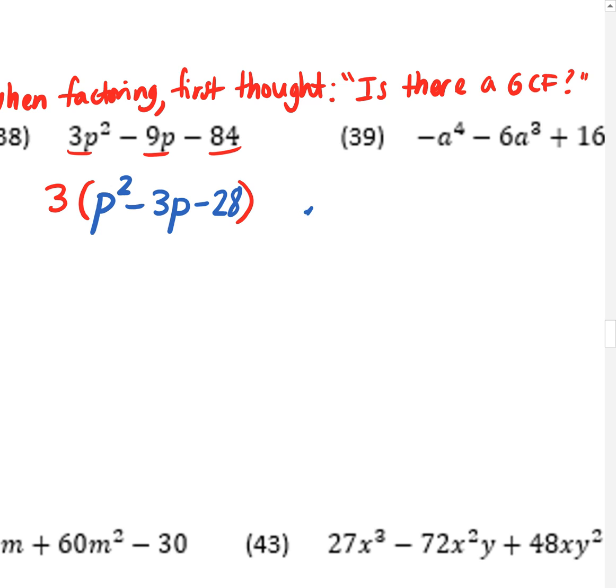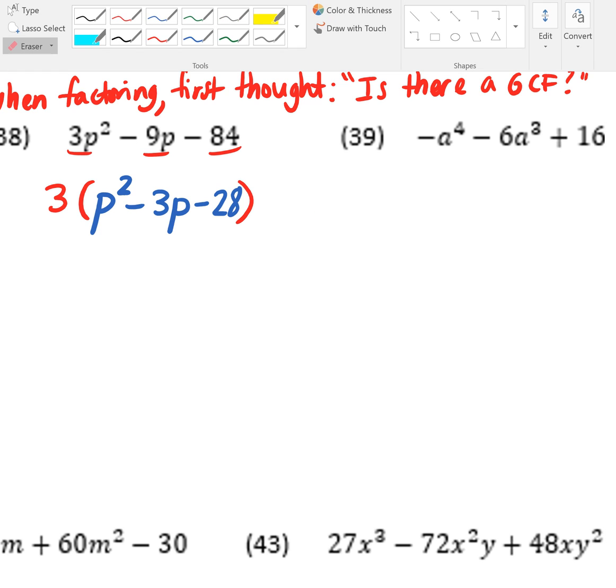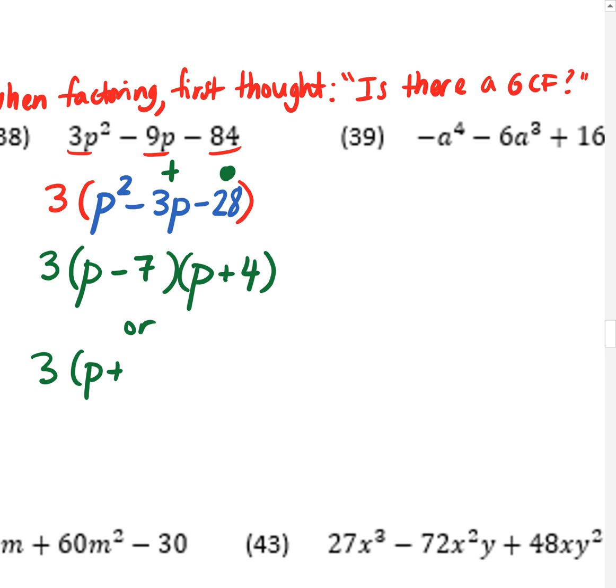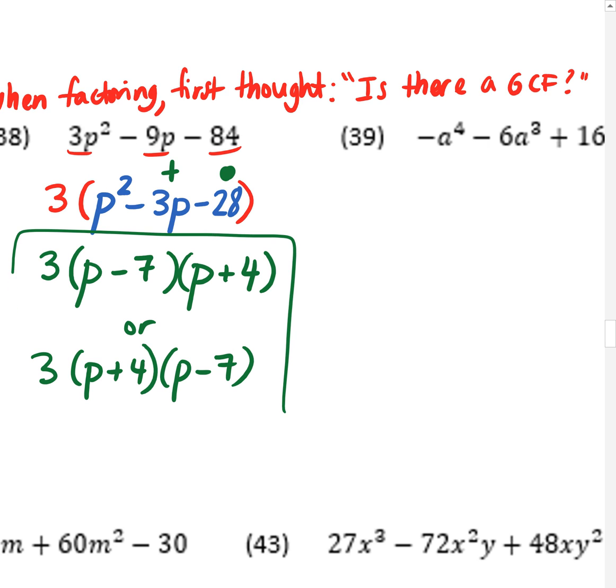And now what's inside the parentheses, I should be able to factor like we did the previous problem. This 3 is just along for the ride. So it's going to be p and p. And then what multiplies to -28 but adds up to -3? That would be -7 and +4, or the other way around, +4, -7. So you could write your answer like that, or the p plus 4 first, and then the p minus 7. It doesn't really matter. Those are both fine, as long as you don't forget to put the 3 outside, because it's part of the answer for sure.